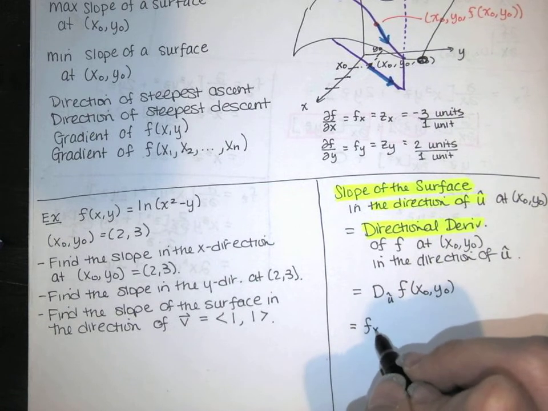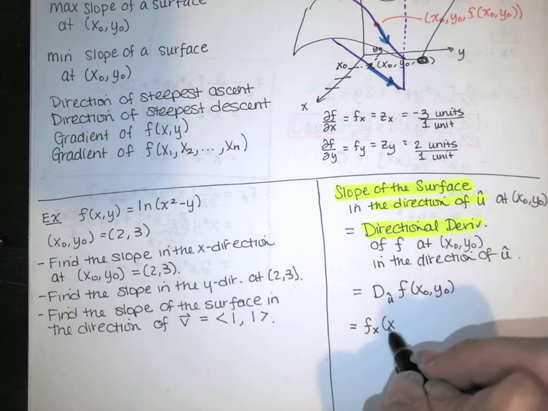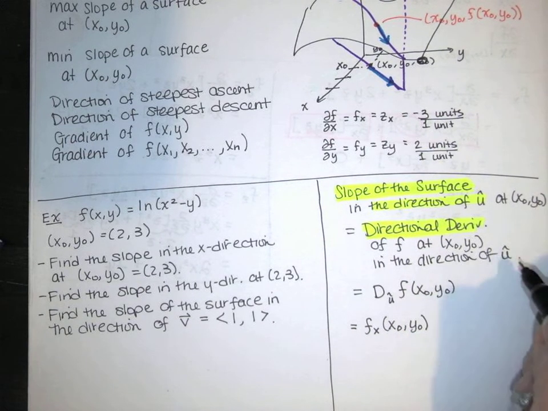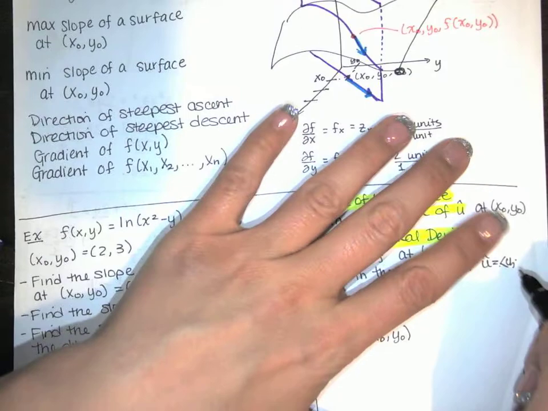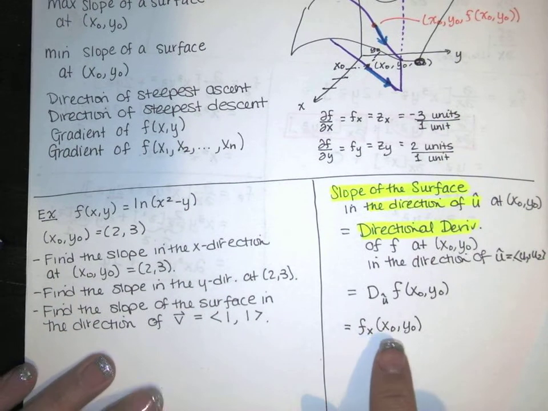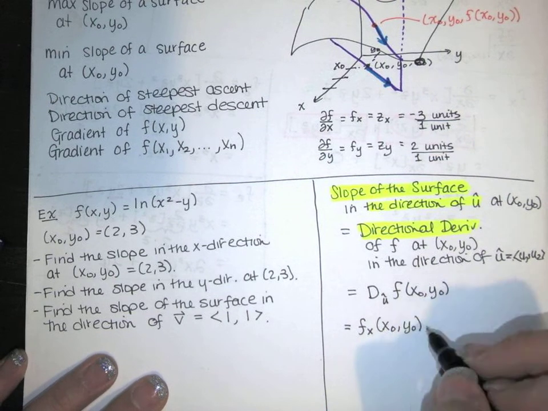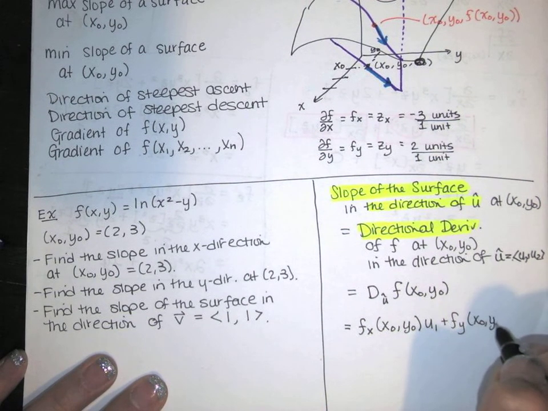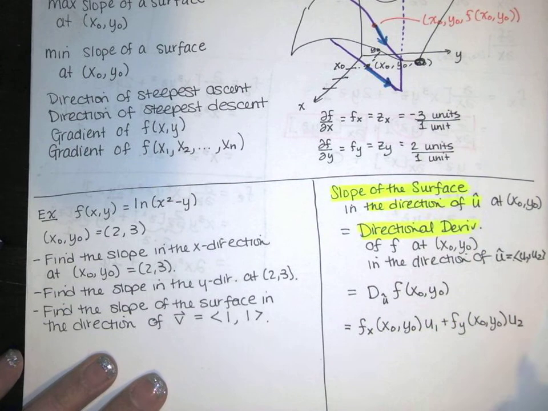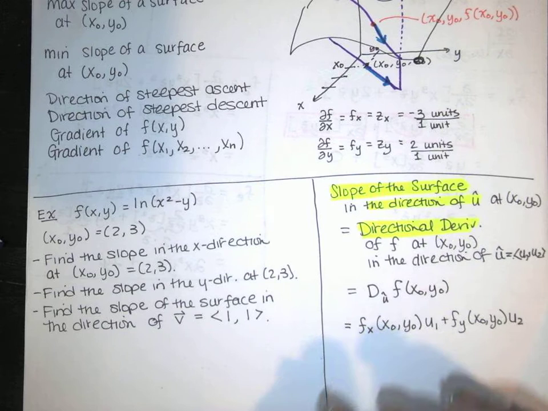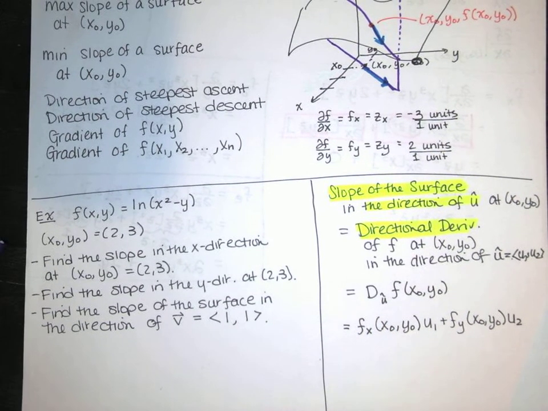This is the partial of f with respect to x at x naught y naught times the x component of u hat. So I guess we need to write u hat as a vector with components u1 and u2. So I'll do the partial of f with respect to x times u1 plus the partial of f with respect to y at x naught y naught times u2. And that's our directional derivative. And we're going to come up with an even shorter way of saying that same thing in just a little bit.